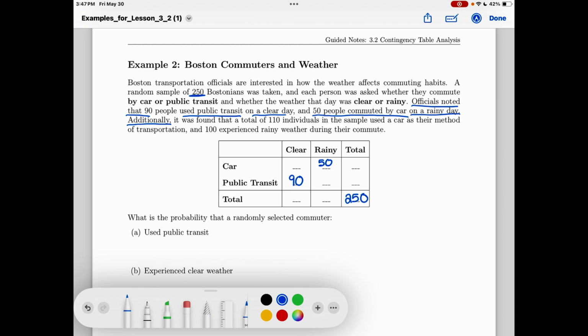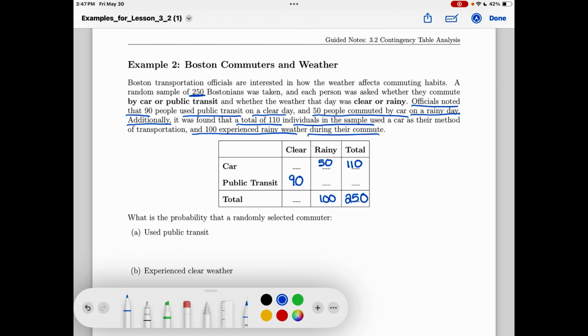We're also told that additionally, it was found that there was a total of 110 individuals in the sample who used a car as their method of transportation. So we know a total of everybody that used the car was 110. And then 100 experienced rainy weather during their commute. So there's a total of 100 that experienced rainy weather.